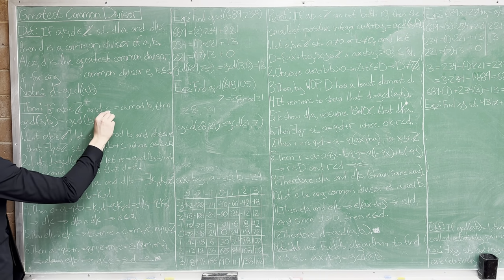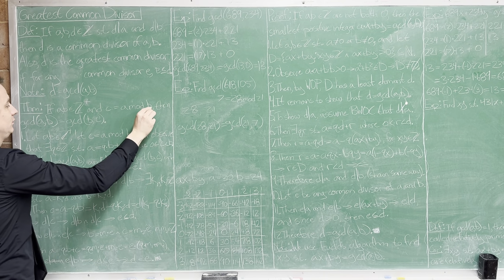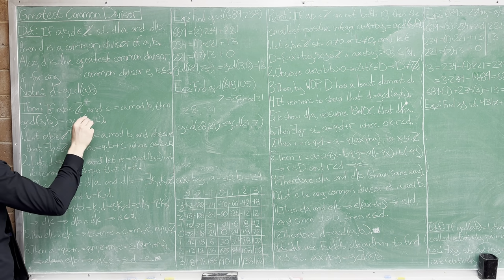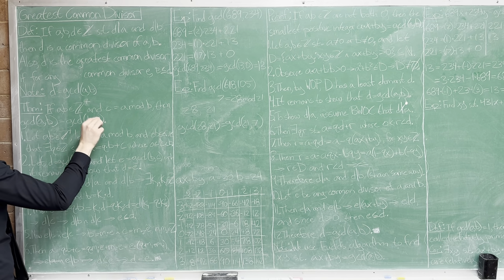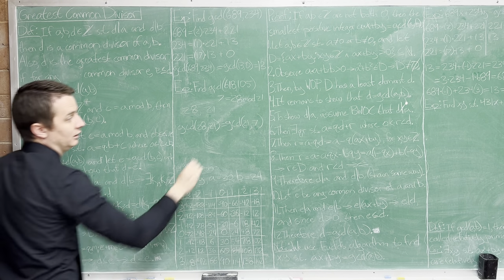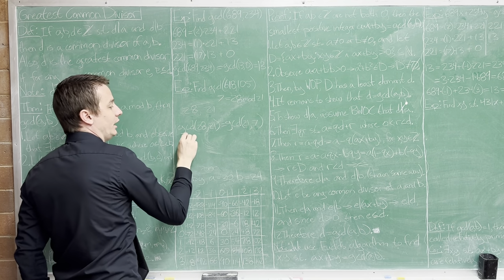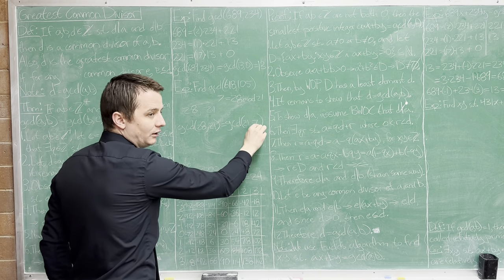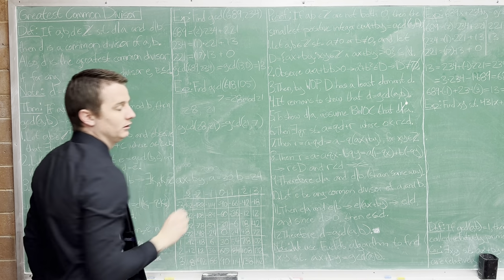Our theorem is saying if C is equal to A mod B, then the greatest common divisor of A and B is the same thing as the greatest common divisor of B and C, where C is A mod B. A mod B is C. The greatest common divisor of A and B is equal to the greatest common divisor of B and C, where C is A mod B.